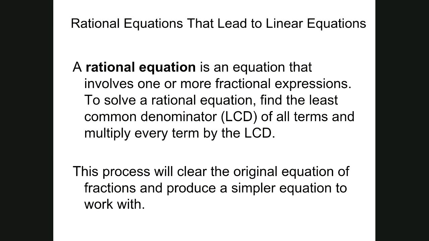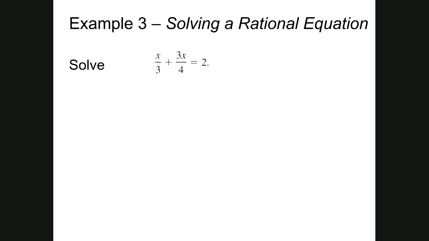For example, if I had x over 3 plus 3x over 4 is equal to 2, the lowest common denominator between 3 and 4 is 12. I'm going to multiply every single term. Now remember, you can't just pick and choose which term you're going to multiply. You have to multiply everyone. So I'm going to multiply this by 12, this by 12, and this by 12.